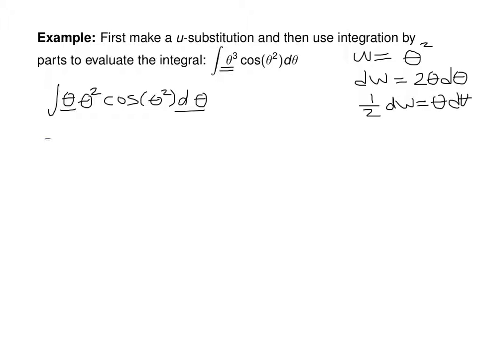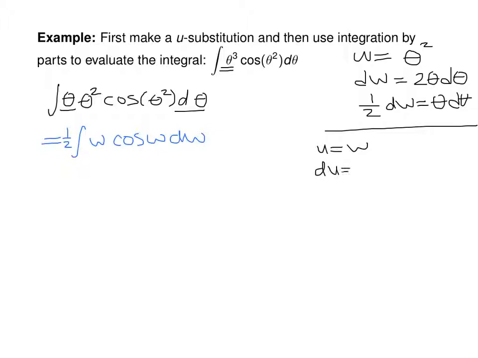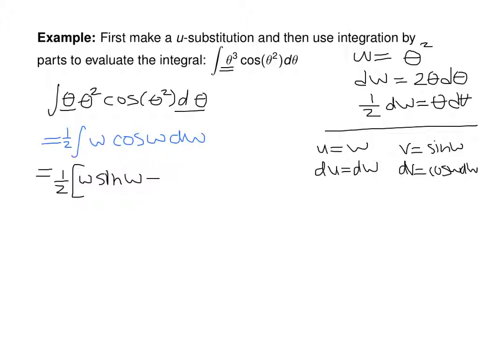So we now have 1/2 the integral of w cosine of w dw. And now it's a pretty basic integration by parts problem. If we let u equal w, du is dw, and if we let dv equal cosine w dw, v is equal to sine of w.